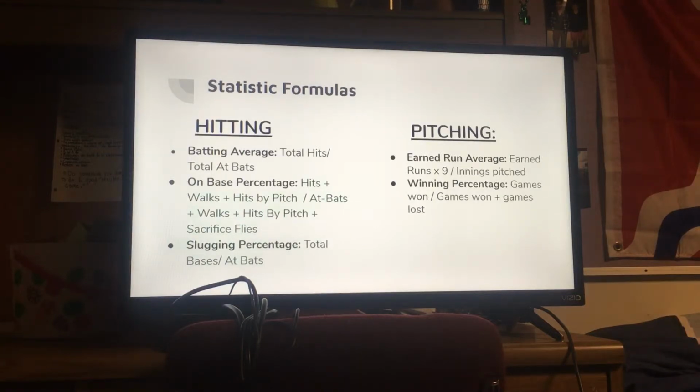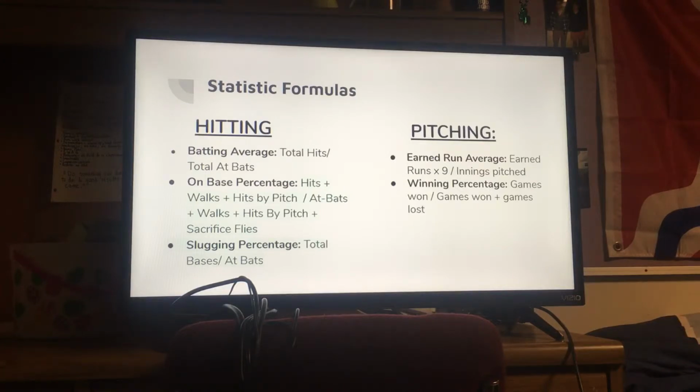Next is the statistics and how you go about finding out what specific statistics you want to know. So to start off with, I'll go with hitting. There's tons of statistics in baseball that people overlook, but these are the main ones that a lot of hitters care about and a lot of reporters and everything care about, especially batting average being the most important.